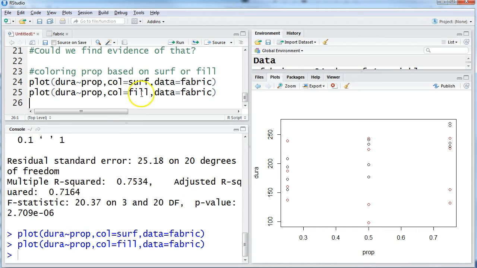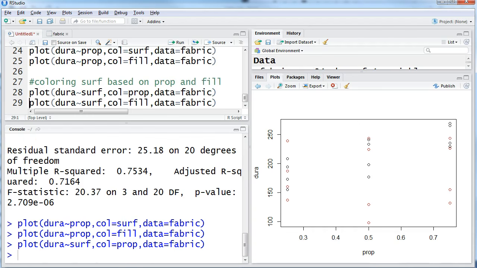Now, if we color it based on fill, wow, those red and black dots seem to be all mixed together. Would I say the slope of the red dots is different than the black dots? If it is, I really don't see it as clearly. Let's try looking at surf.